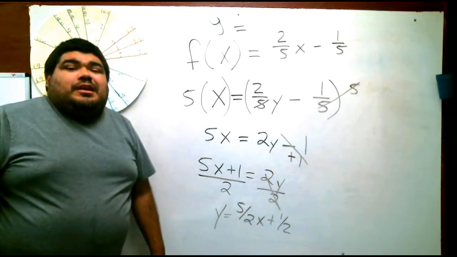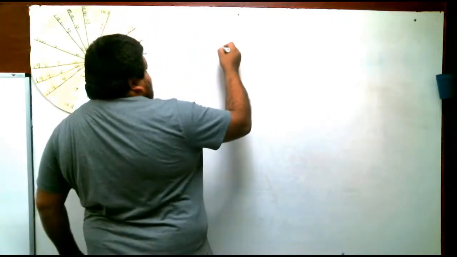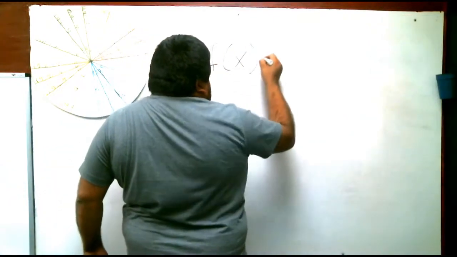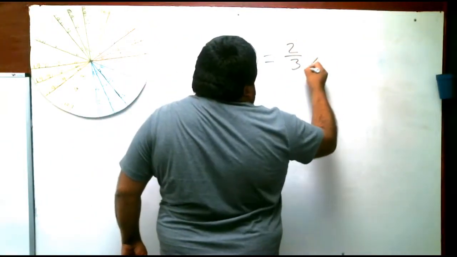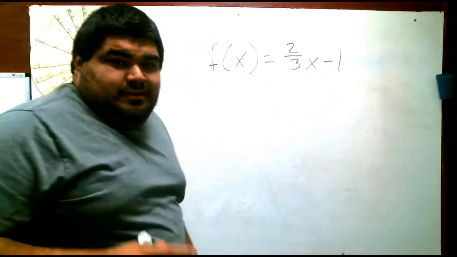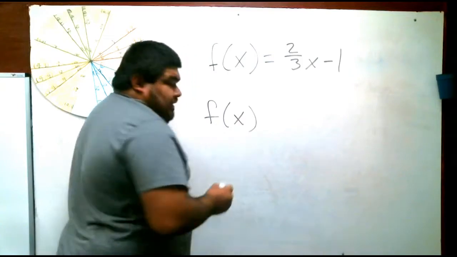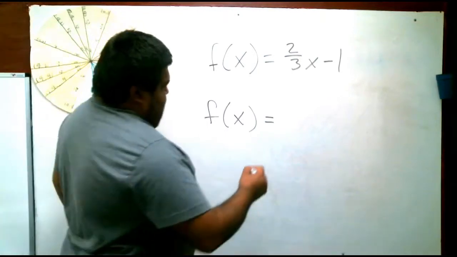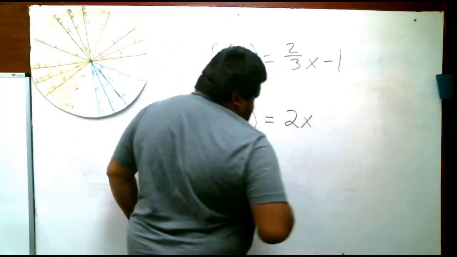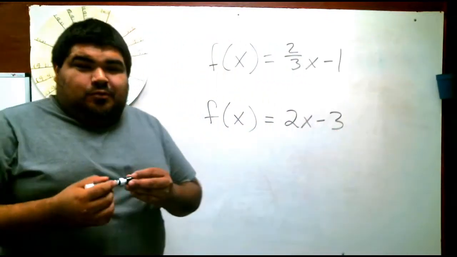Alright, so here's your assignment for today. Your first one is f of x equals 2/3 x minus 1, okay? And your second one is f of x, or should I say y, equals 2x minus 3. Okay, so I have 2 problems on the board.